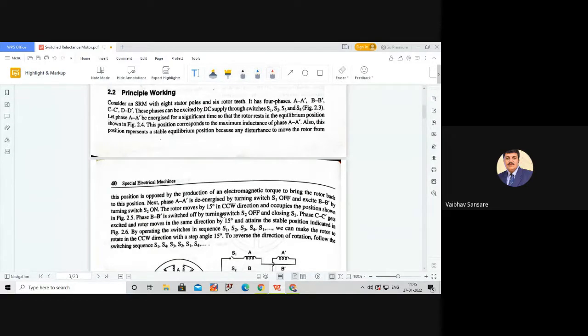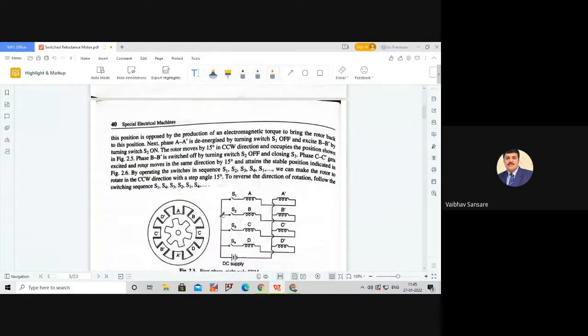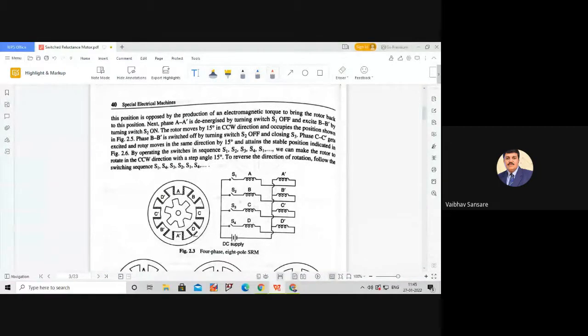To explain the working of a switched reluctance motor, we consider the 8 by 6 configuration of this motor. Now, what is the meaning of 8 by 6 configuration? It is nothing but a total number of stator poles equal to 8. There will be 4 stator phases. The total number of rotor teeth is equal to 6. So with 4 stator phases and 6 teeth, the step angle is equal to 15 degrees.